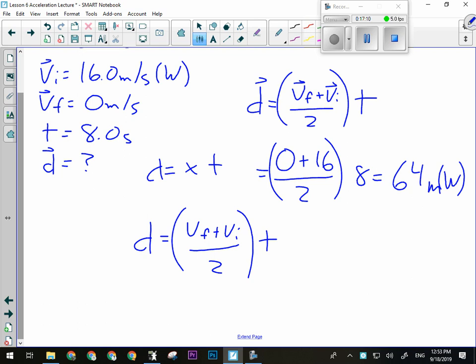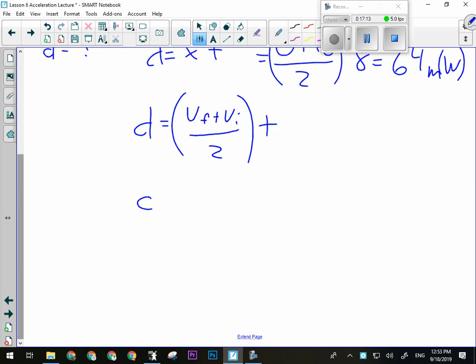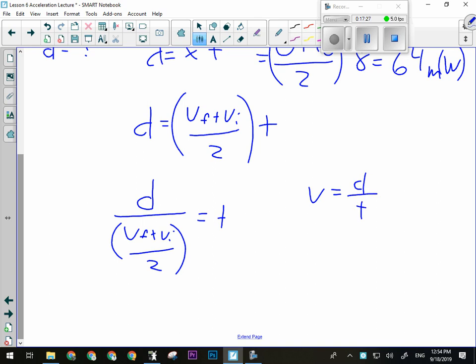That's one of those kind of tricks of algebra. So to manipulate for T, it'll be D over (VF plus VI over 2). And if you recall, yesterday we said this is really just calculating the average velocity. So if we're looking at V equals D over T, when we calculate T, it's D divided by V, which is what we have here. D divided by average velocity equals time. Same kind of formula there.